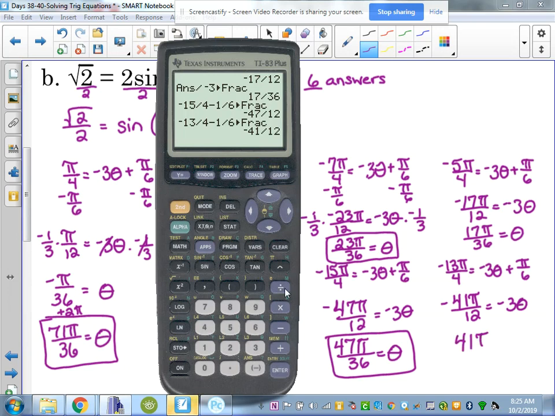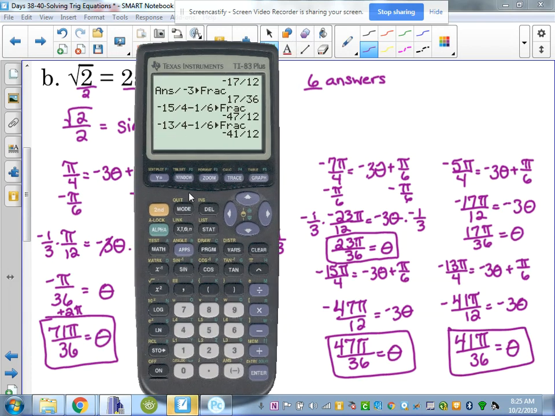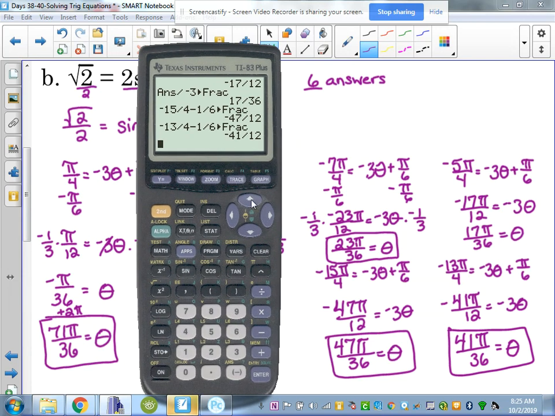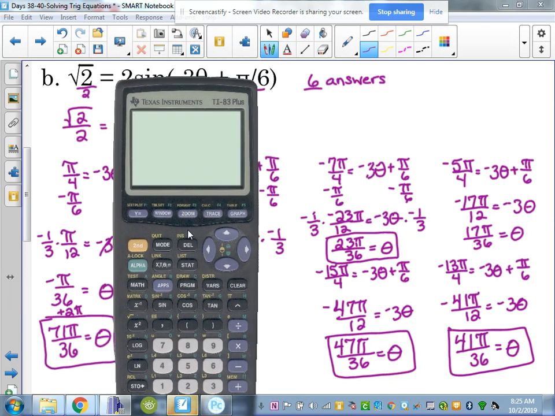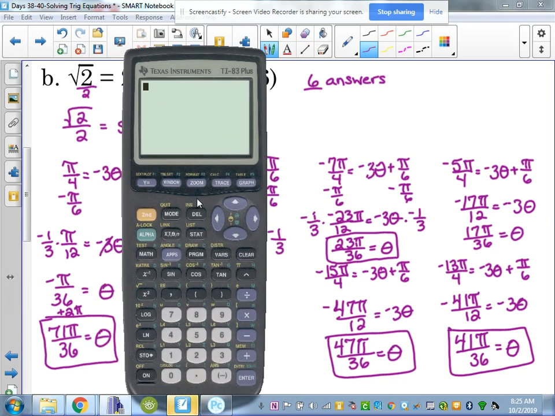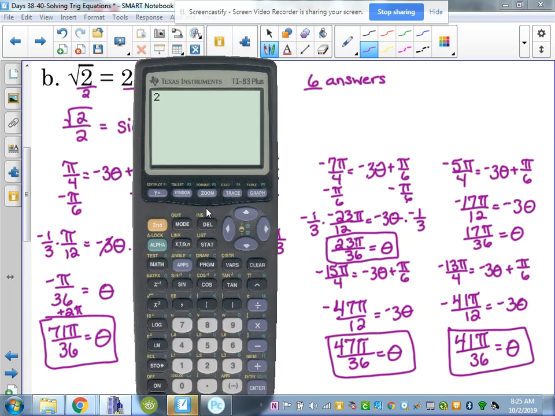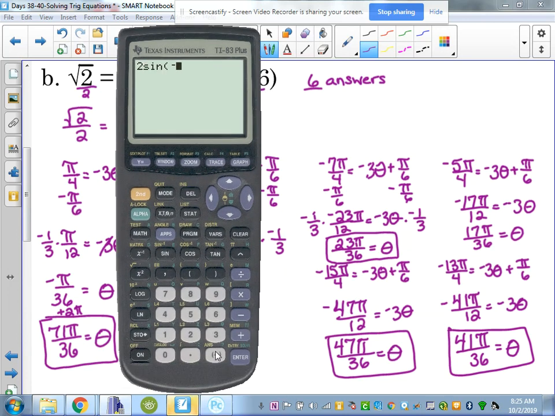So that's 41 pi over 36. Now, I always encourage you to check your answers. I would not go through and check all 6 of these. I would just check a couple of them because you're going to spend a lot of time checking if you do that. So let's see here, 2 sine -3 times, let's pick a random one.